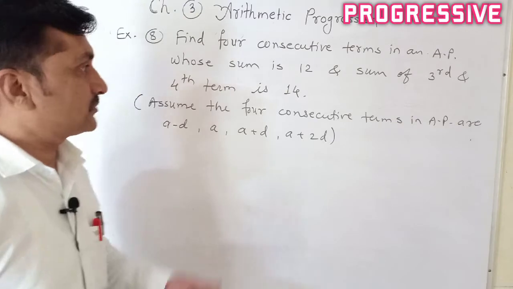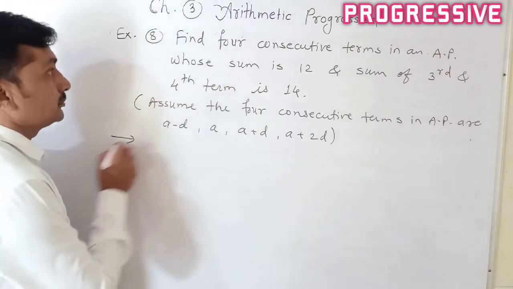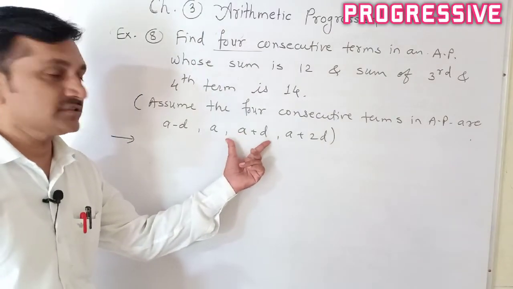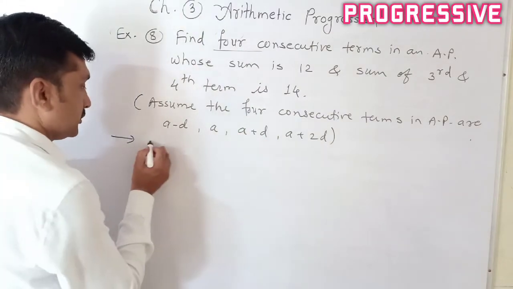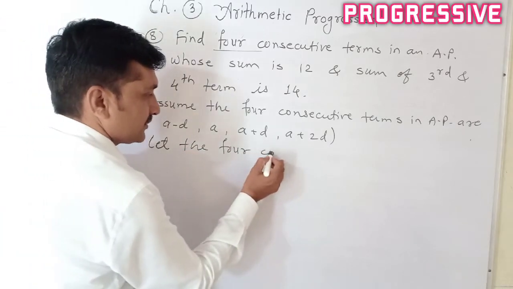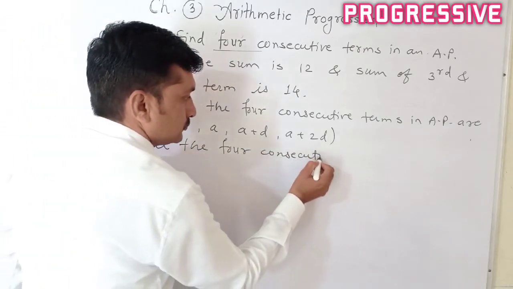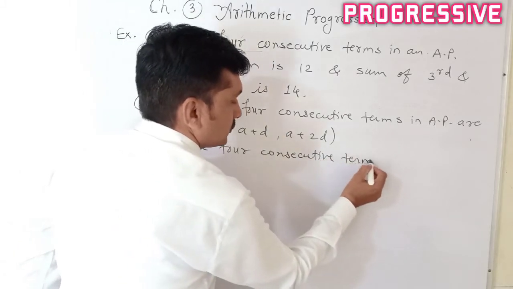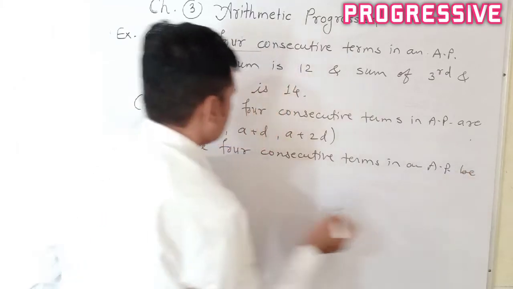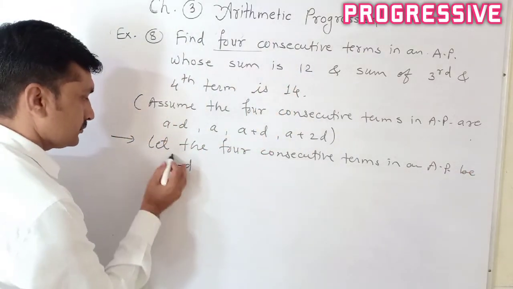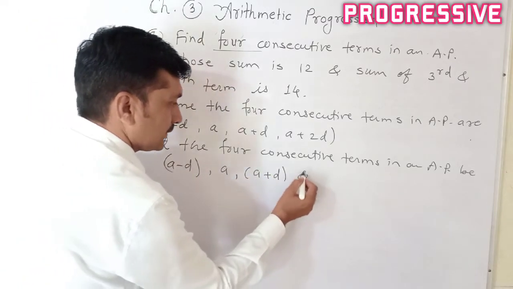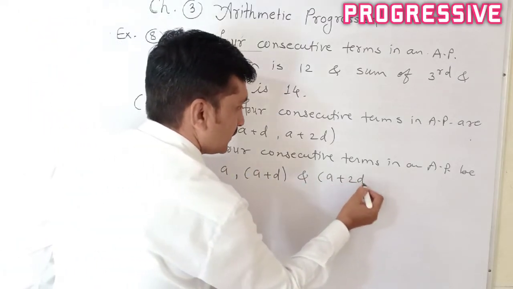Example number 4. This is also the same example. Find 4 consecutive terms in an AP. Let the 4 consecutive terms in an AP be a minus d, a plus d and a plus 2d respectively.